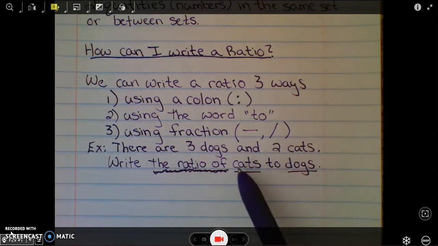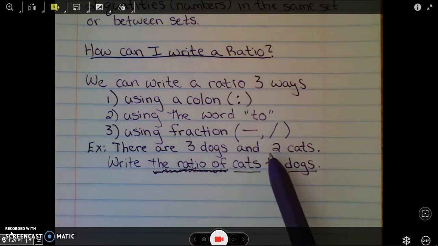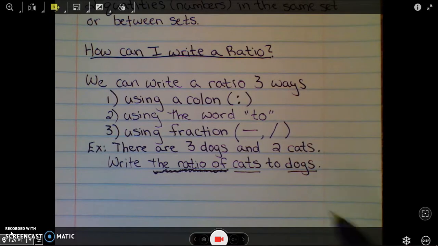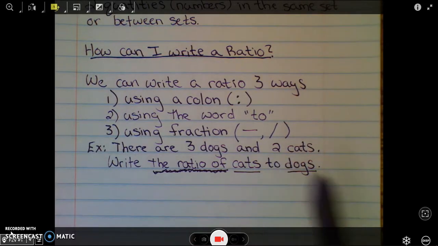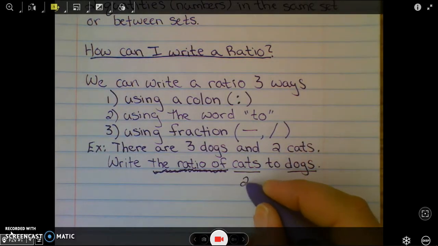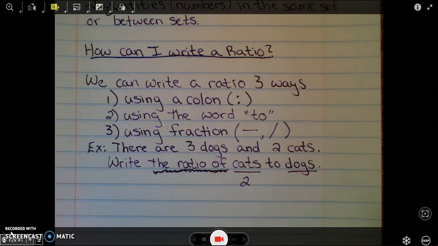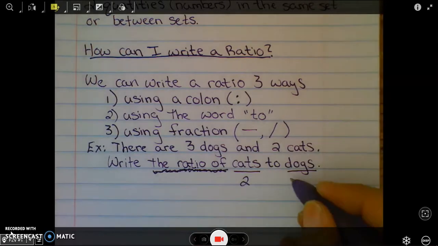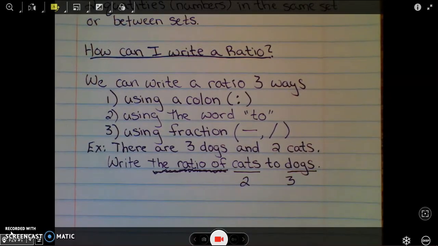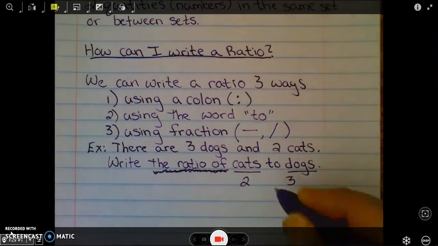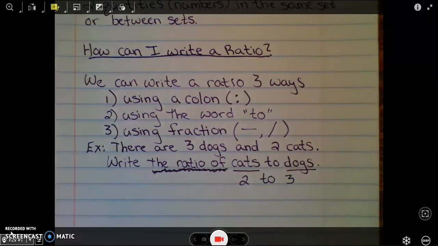So if I look up to the sentence before it to find what numbers correspond to cats and to dogs, I would see that it tells me there are 2 cats. So I am going to just put the number 2 underneath cats to make sure I put everything in the correct order. And then if I look at dogs, there are 3 dogs. So I just wrote my ratio, and I can carry down that word "to."